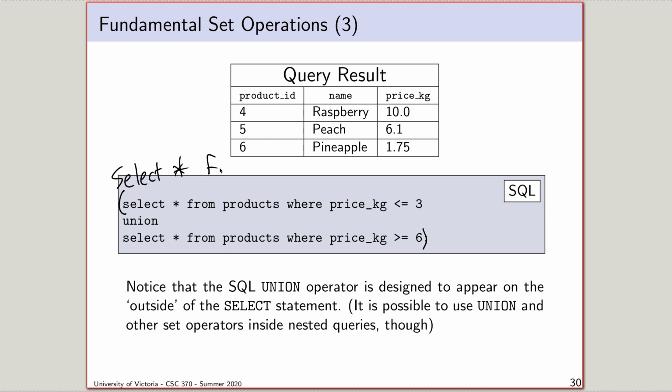So I could use union, for example, in a nested query, as I've done here. It's perfectly fine to use union or the set operations inside of nested queries, but their operands have to be fully formed selects as opposed to just table names.